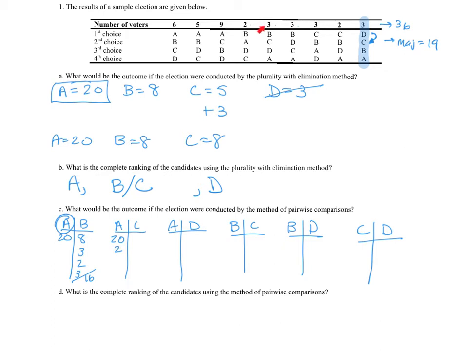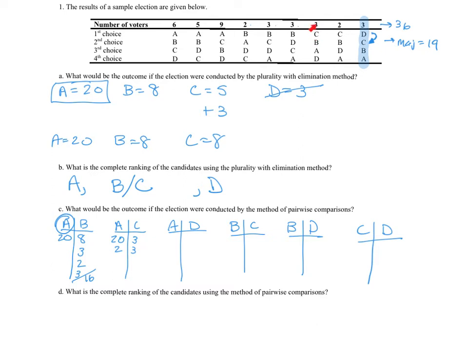Okay, then these 3 voters, C is ranked higher than A, so we're going to give 3 votes to C. Okay, then these 3, C is ranked higher than A again, so we're going to give 3 more to C. Okay, so we did 20, the 2, 3, and 3. Okay, we're on this 3. C is ranked higher than A, so I give 3 more to C. These 2, C is ranked higher than A. And these 3, C is ranked higher than A. So the last 3 columns all have C ranked higher than A.